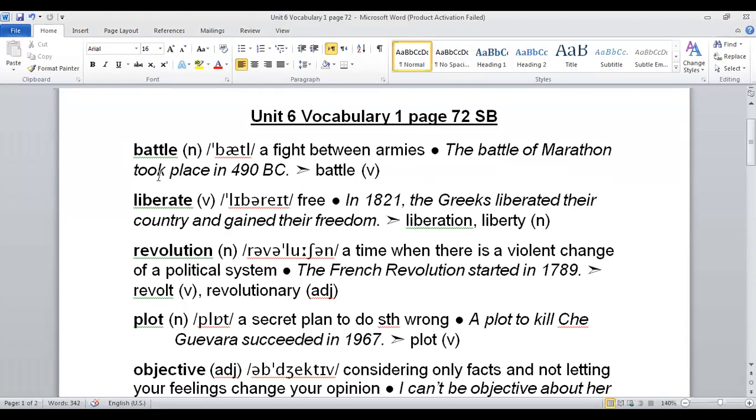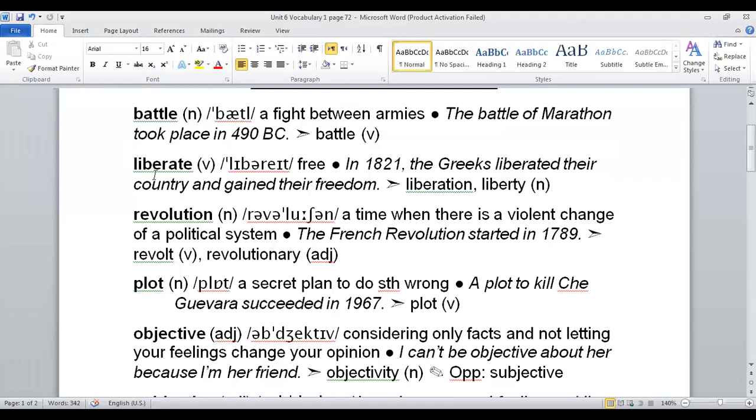This is called battle. Number two, liberate. Liberate means to free. And the noun is liberation or liberty. A revolution. Revolution means a time when there is a violent change of a political system. This is called revolution, like the French Revolution. The French Revolution started in 1789. And you studied the French Revolution in the story, by the way, A Tale of Two Cities.